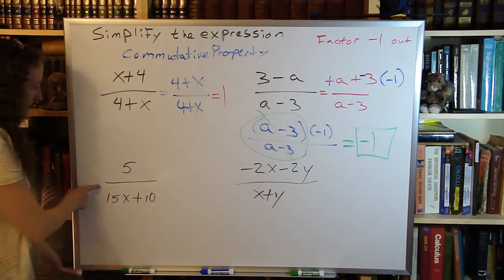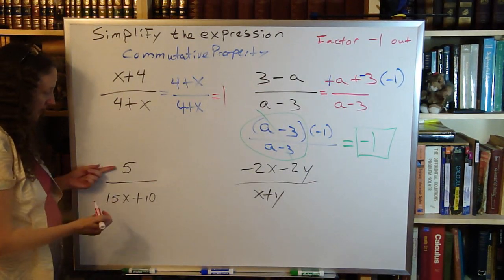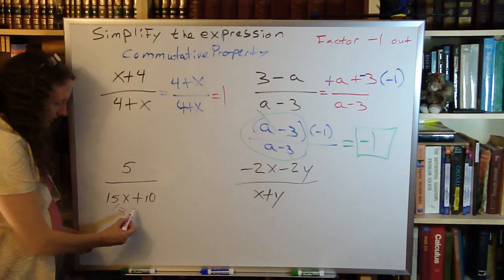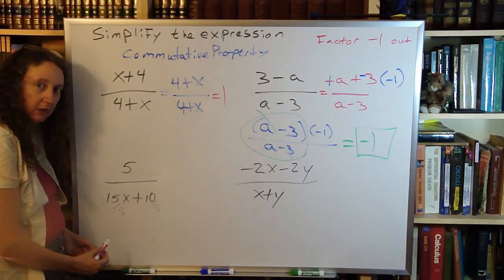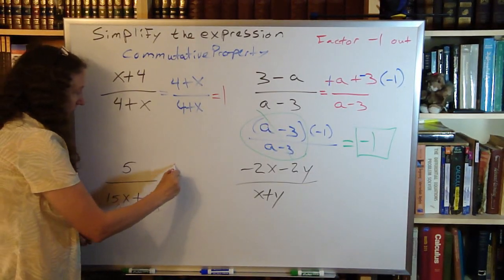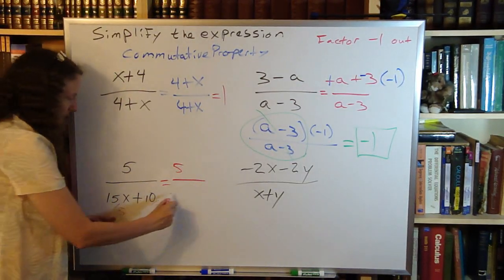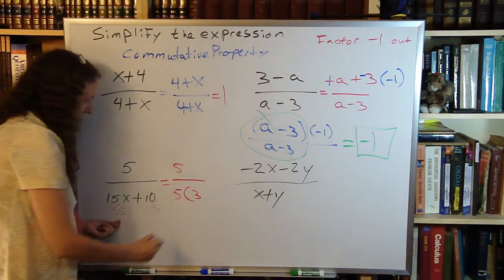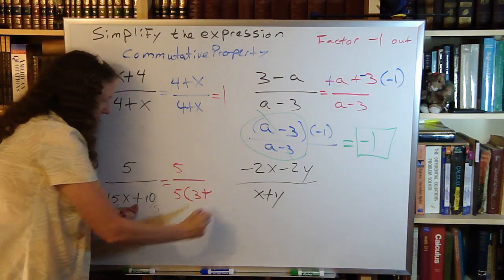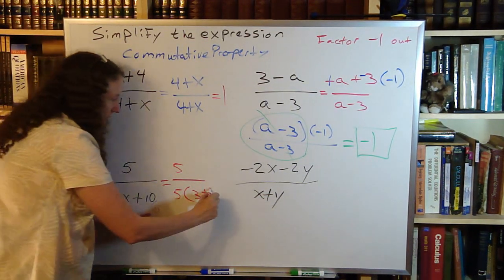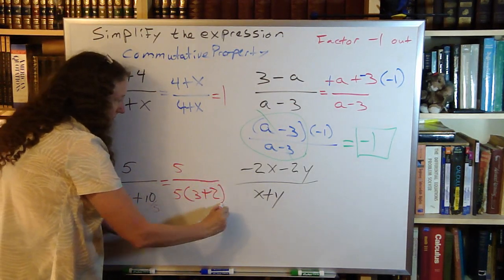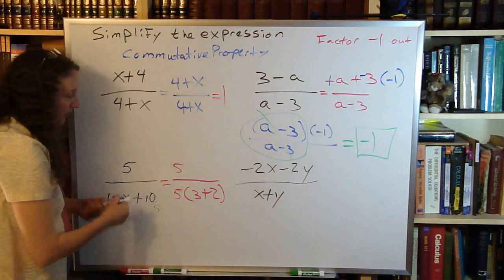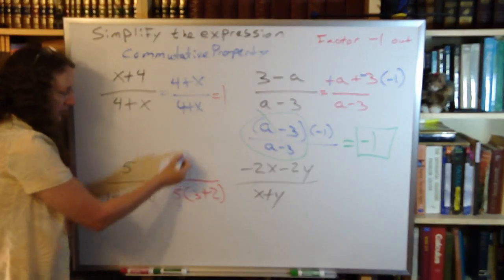Looking down here at the bottom one, I see the 5 on top, I see 15x plus 10. I see that both of these can be divided by 5, so that's what I'm going to do. So I have 5 over, factor the 5 out, 15 divided by 5 is 3, plus 10 divided by 5 is 2. Now I see that the 5 is on the top and the bottom, so that can be canceled out.